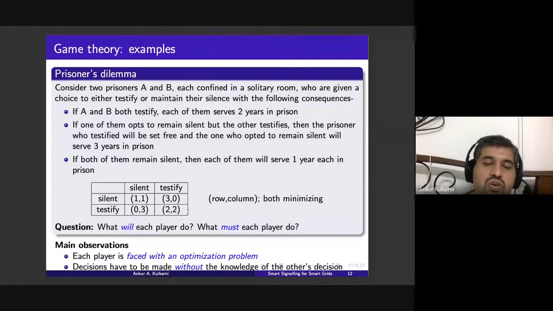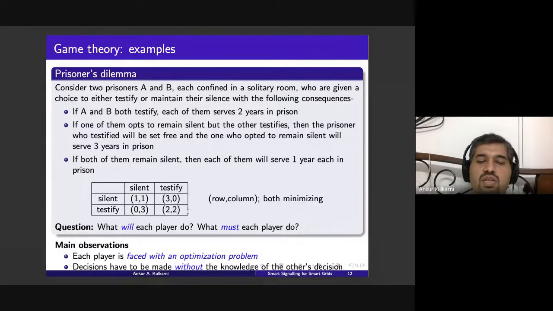So you can think that each prisoner, or each player here, is faced with an optimization problem, and the main thing is that each player has to decide what he will do without the knowledge of the other's decision. And what we want to do as observers of the game is predict from here what the players would actually do.